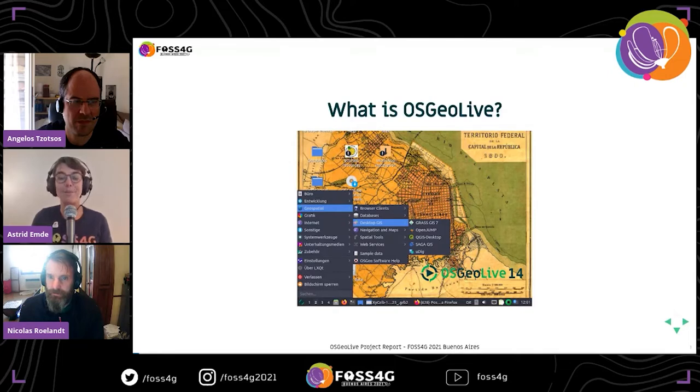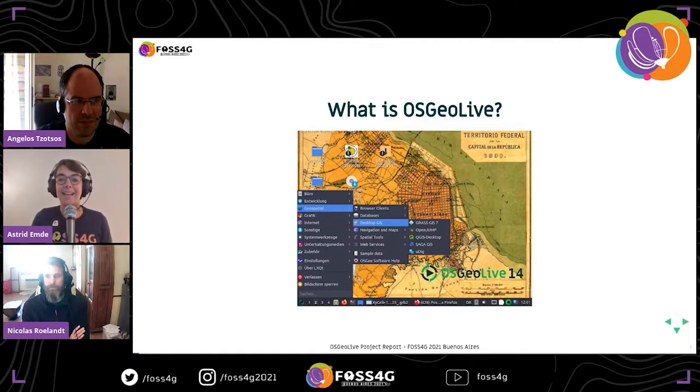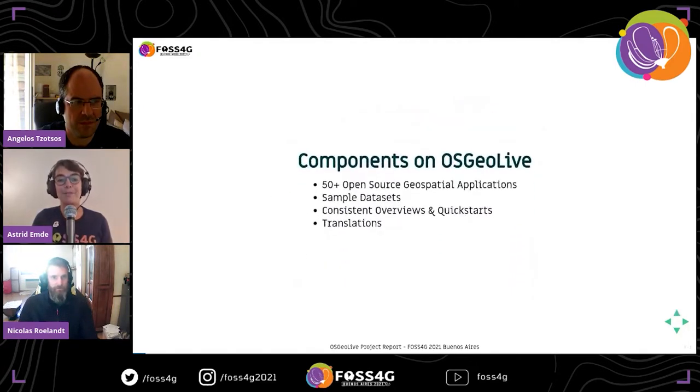Here you can see the desktop. It's an old map from Buenos Aires, so it fits absolutely well to the FOSS4G this year, and we provide data and desktop every year from where the FOSS4G takes place. And we have around 50 open source geospatial applications on OSGeoLive. They are pre-configured software projects and they are installed. And we also provide sample data sets.